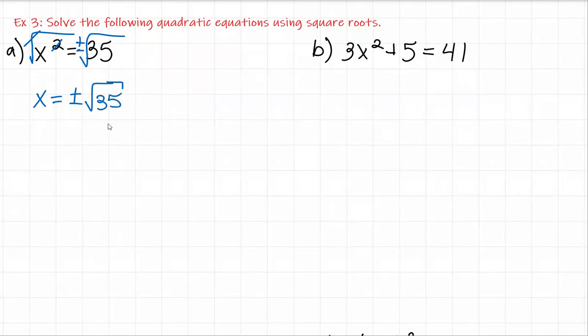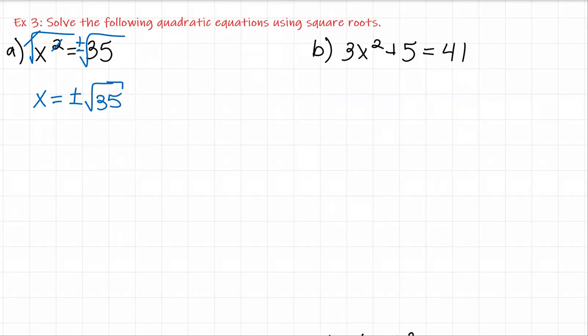Before you circle your answer, ask yourself, can we simplify rad 35? The answer is no, because there's no perfect square that goes into 35. And if you think about it, the only factors are 7 and 5. I can't really do much with those, right? So we don't need to keep going.